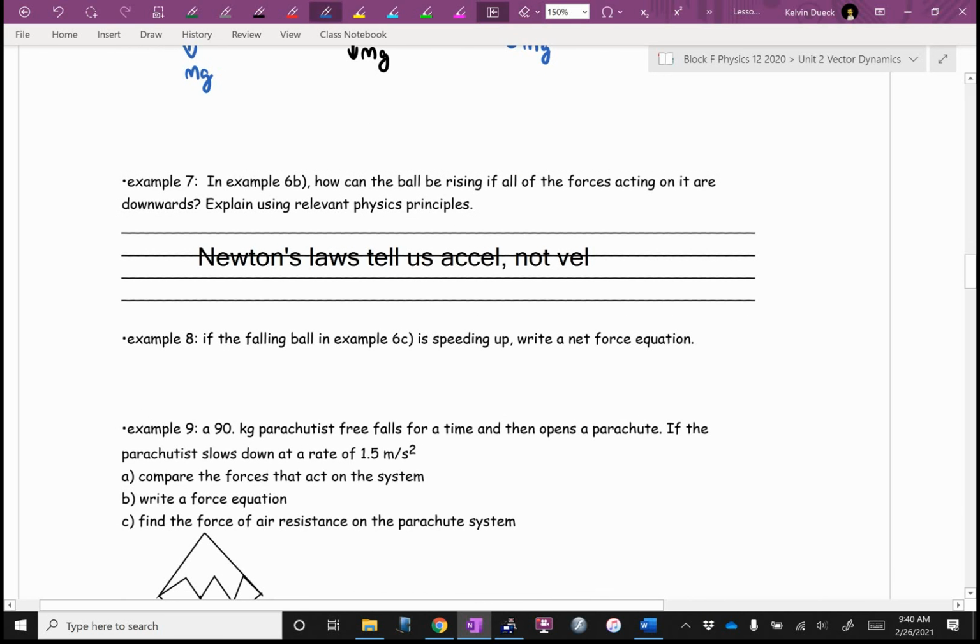Example 8 says, write an equation for C. Oh, and I said it's speeding up. That's my way of saying you can assume that air resistance is not bigger than gravity. Who's winning in C? Who's losing? What's that always equal? Okay.